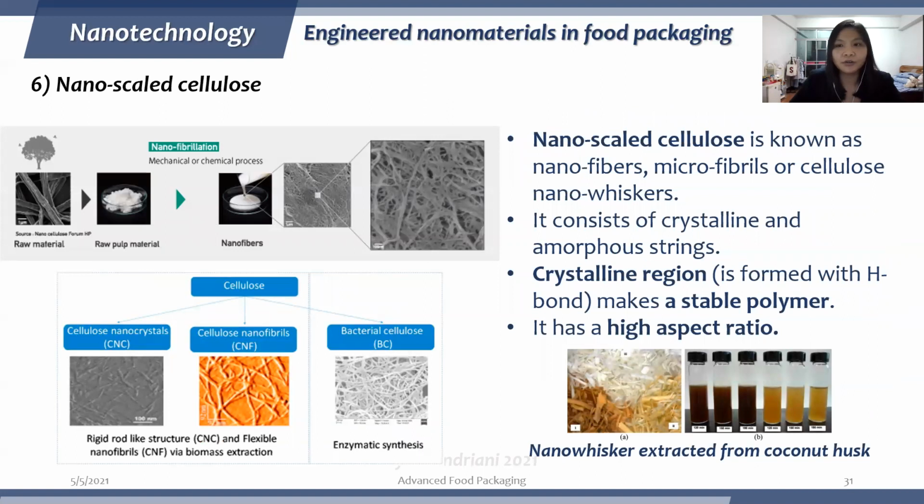Nanocellulose is a biodegradable material that can be sourced from food industry waste, and is called nanowhiskers due to its structure. You can see here it's quite a complex structure, right? Like the shape of the waste. When incorporated into a nanocomposite, it produces a stable polymer with a high aspect ratio.